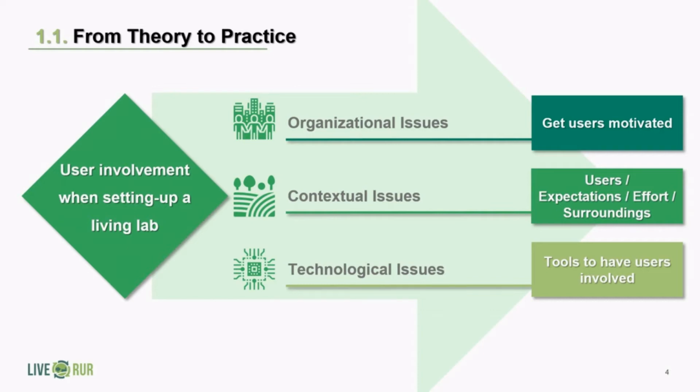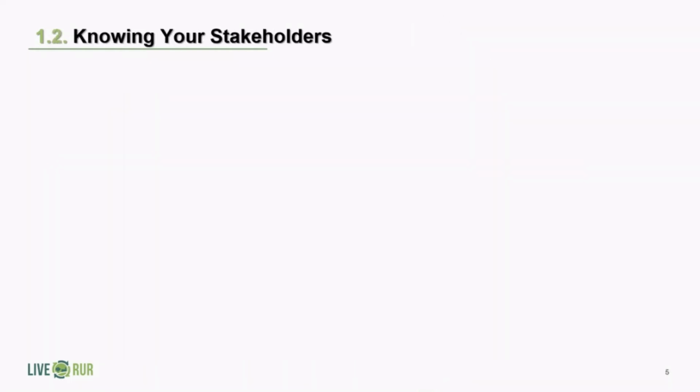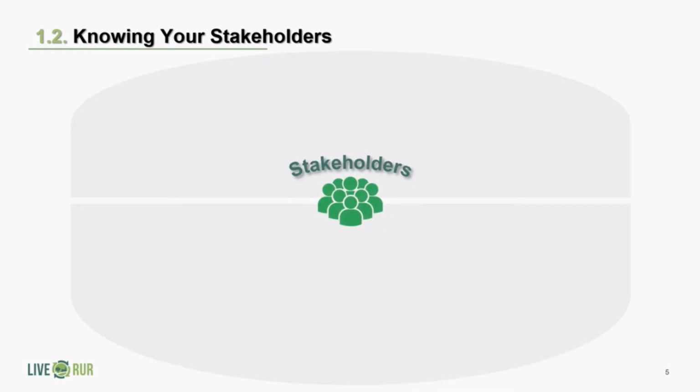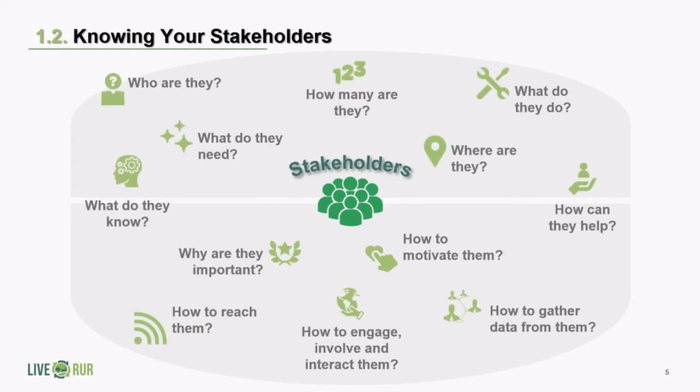As you can understand, being able to know your users and stakeholders is a vital part of the process. In order to do so, you can raise many questions and specific issues that should be answered as thoroughly as possible. It is important not only to describe their main characteristics, but it is also essential to understand what they want, how they can create value for the Living Lab, and how can you help them.